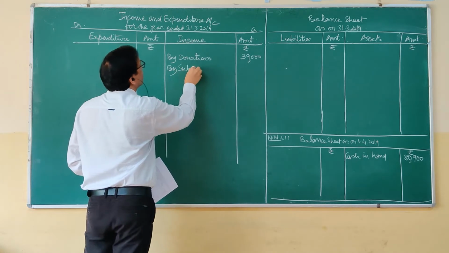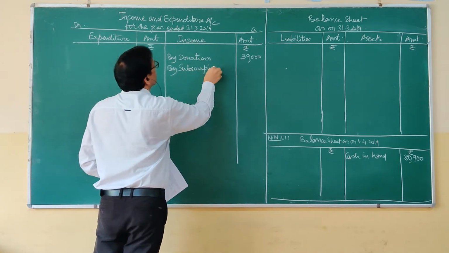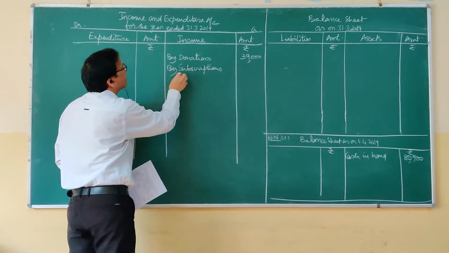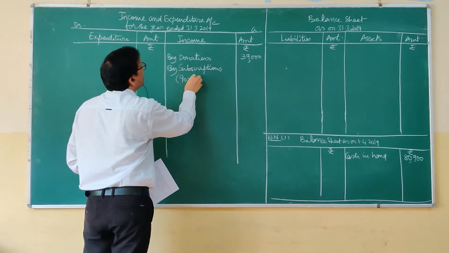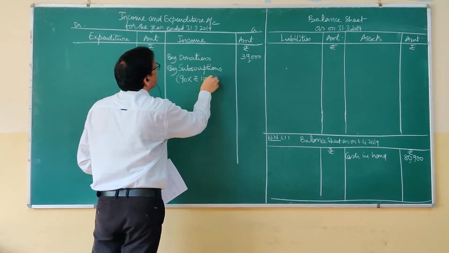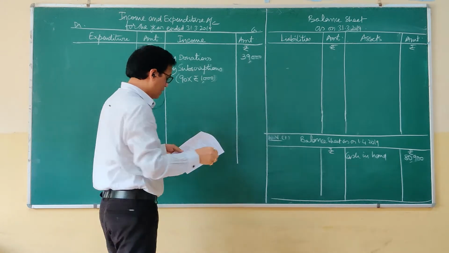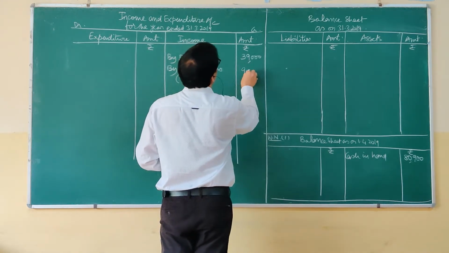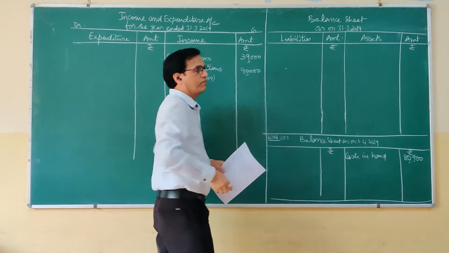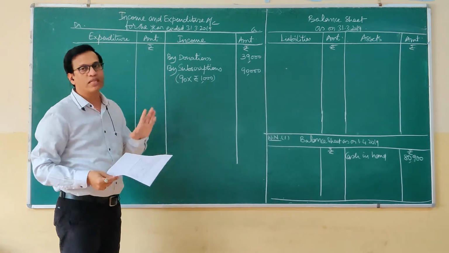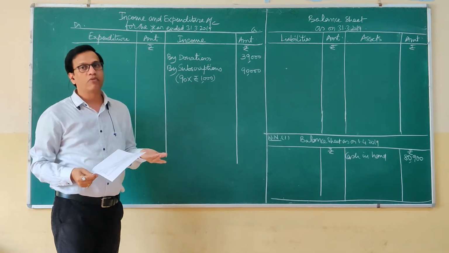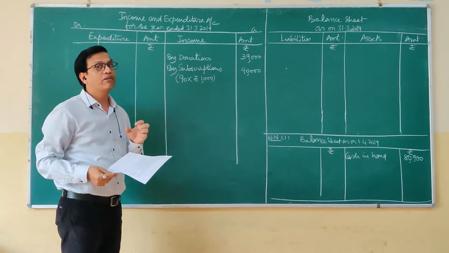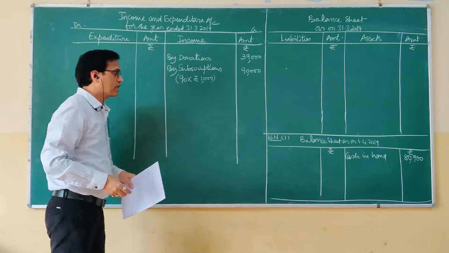So we write here subscriptions. And here 90 members, every member has to pay 1,000 rupees. It means for the current year, total 90,000 is the subscription income. But out of it only 70,000 has been received. It means the remaining amount is outstanding. But we have to calculate how much is outstanding for the current year.